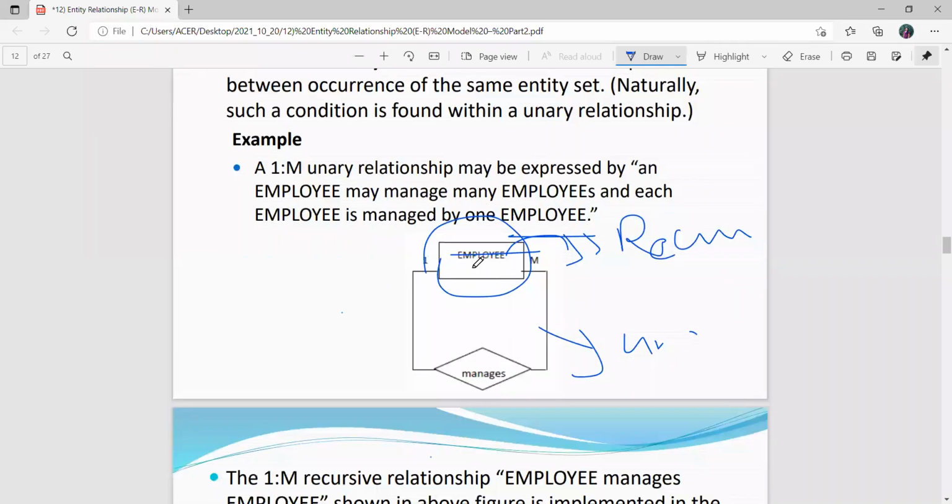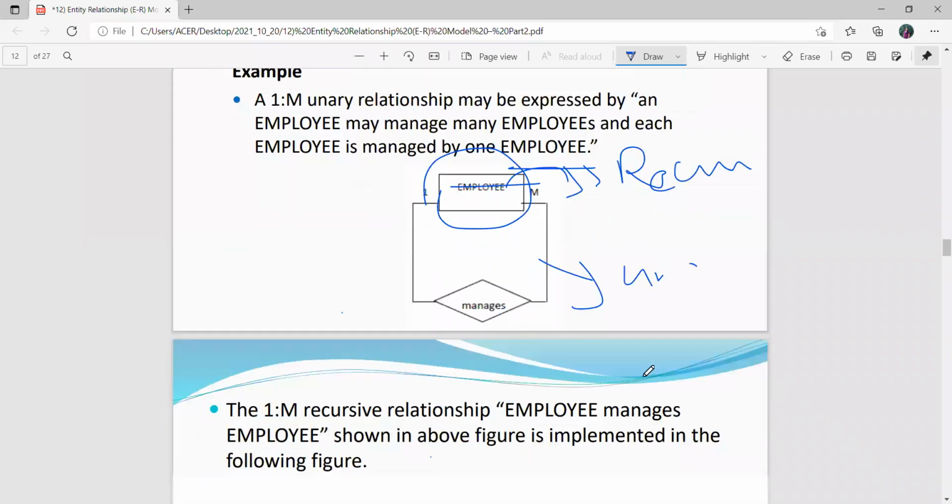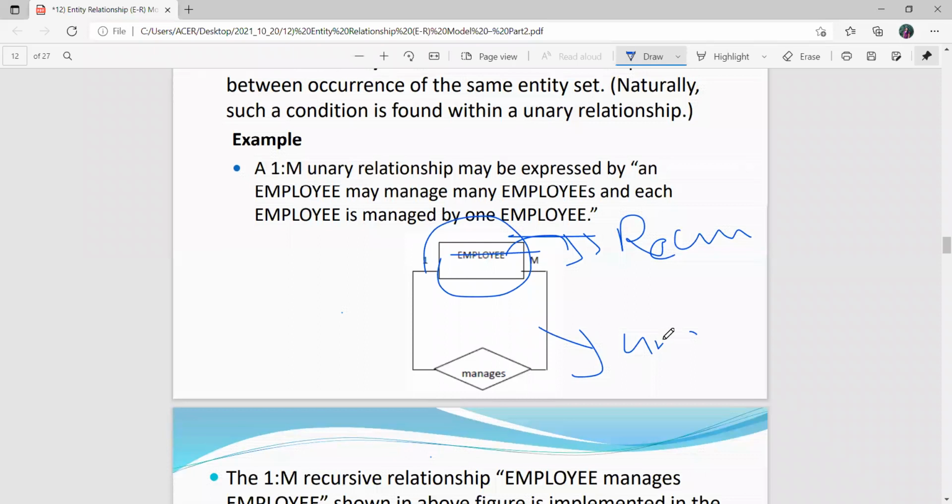Can you identify this scenario, employee manages employee? Is it clear? Can you identify employee manages employee? What is this employee manages employee?